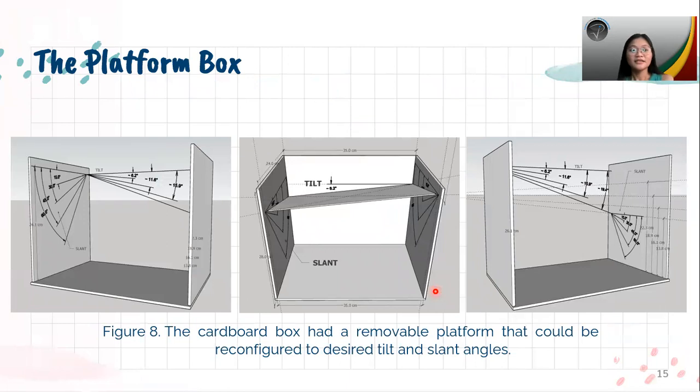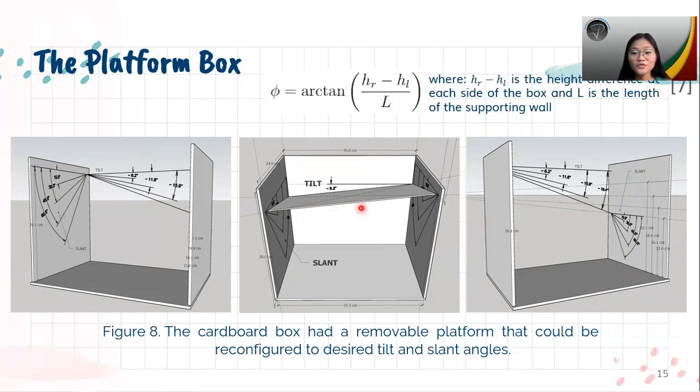Now, moving on. To create the tilt and the slant, I created a box that could support a cardboard platform at different tilt and slant angle combinations. I propagated the slant angles of 15, 30, 45, and 60 degrees from this side of the box. And then I recreated those same slant angles on the other side of the box at different heights. I connected these 2 sides together, and the tilt angles were calculated using trigonometry from the height difference of the sides and the length of the supporting wall as shown here.